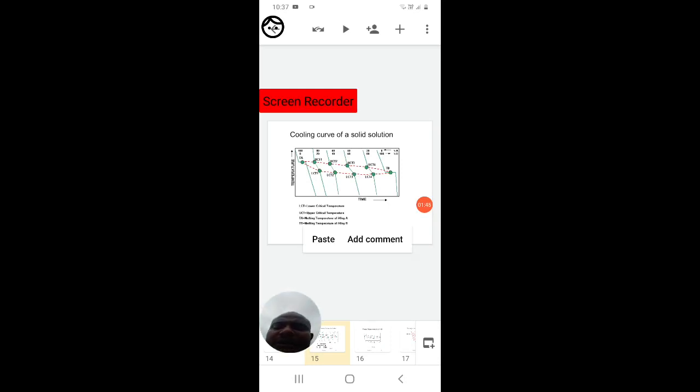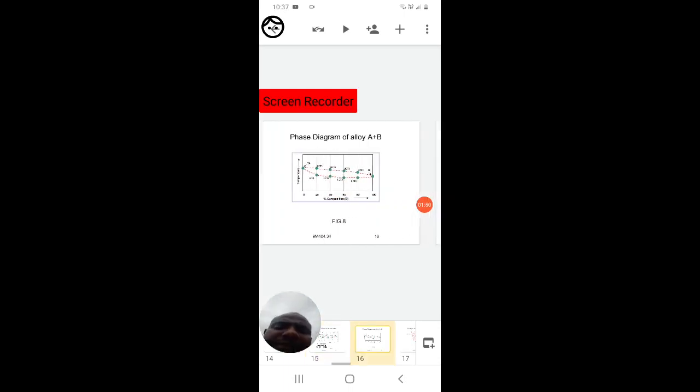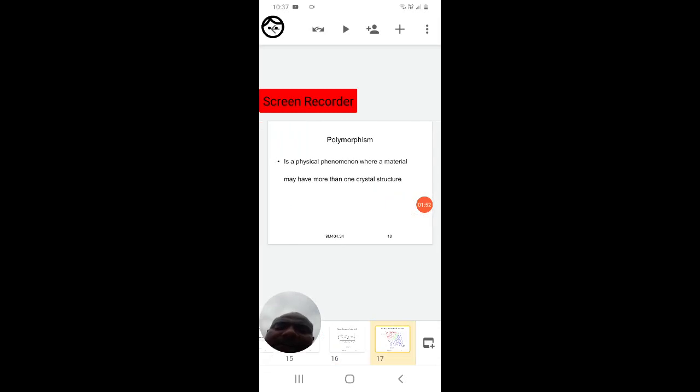All these are arresting points. These are very important to evaluate phase diagrams and equilibrium diagrams. So before that, you will see what polymorphism or allotropic form is.